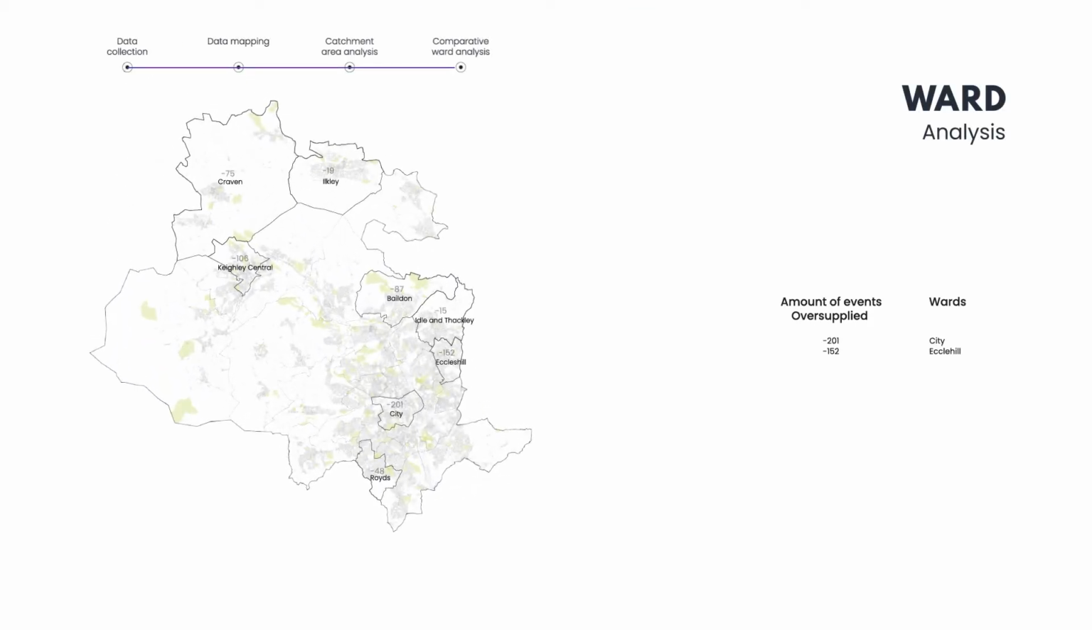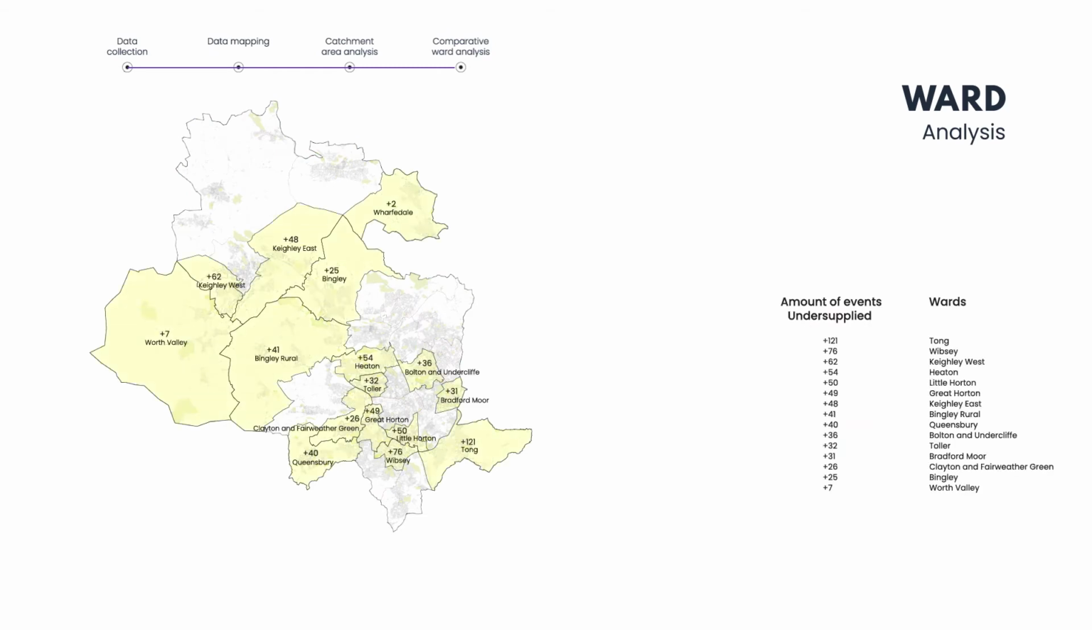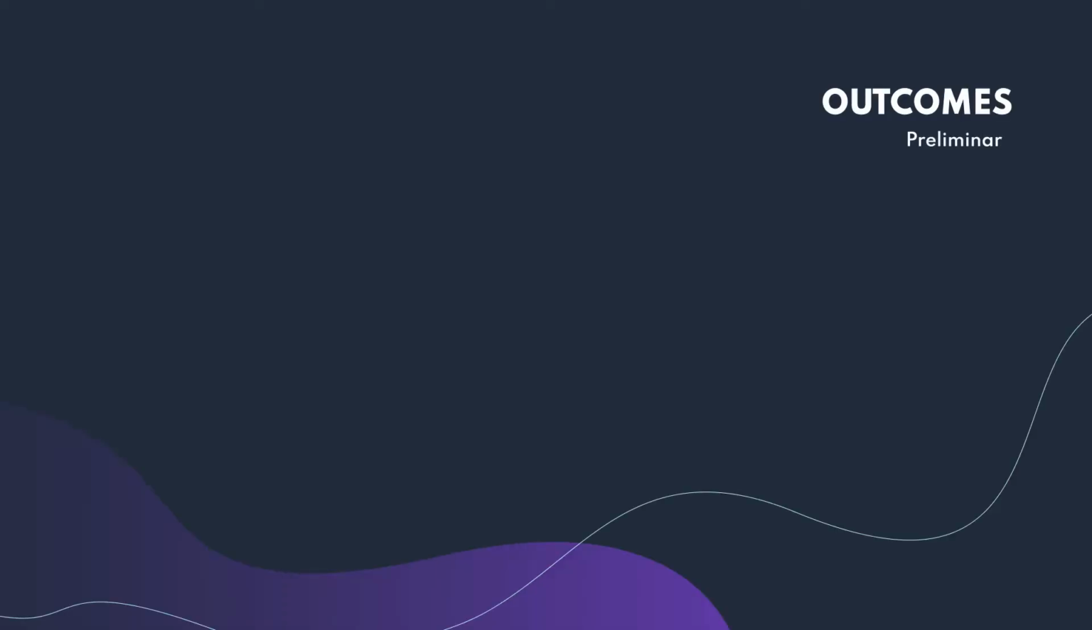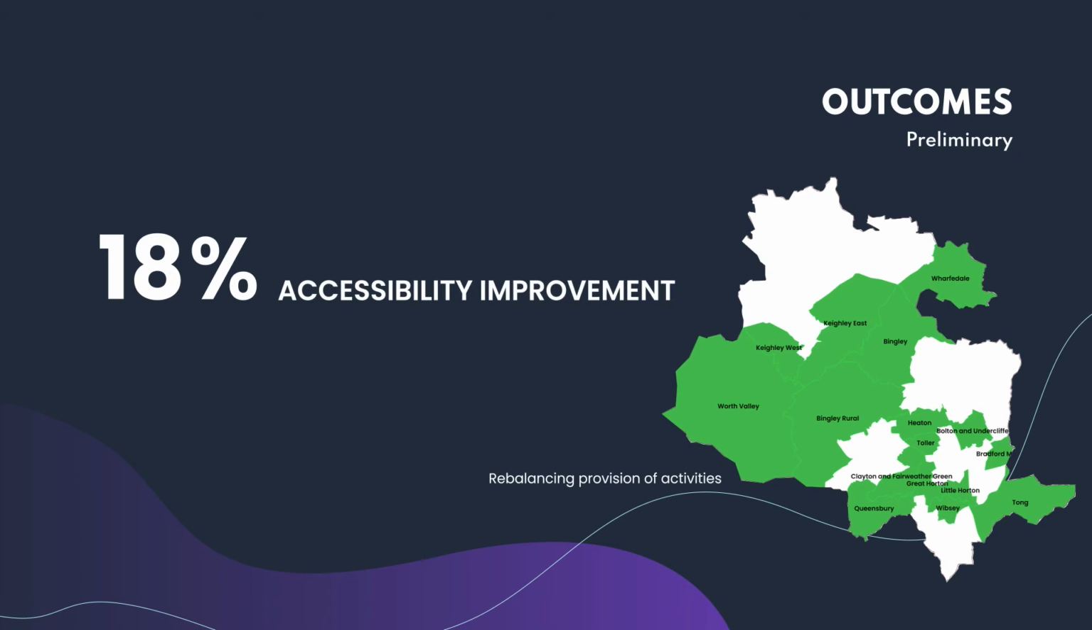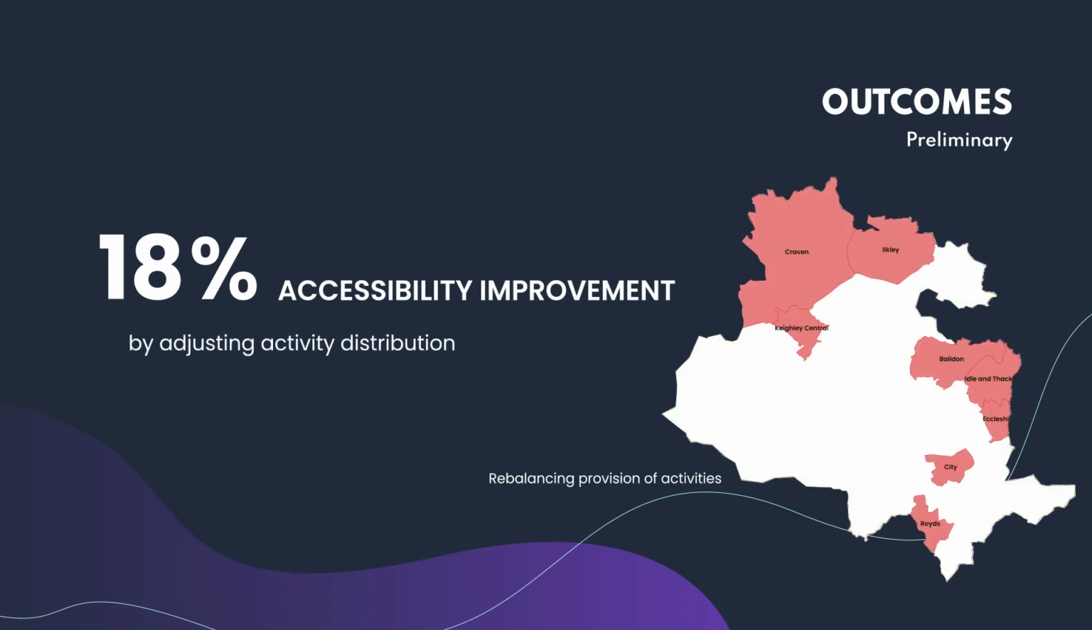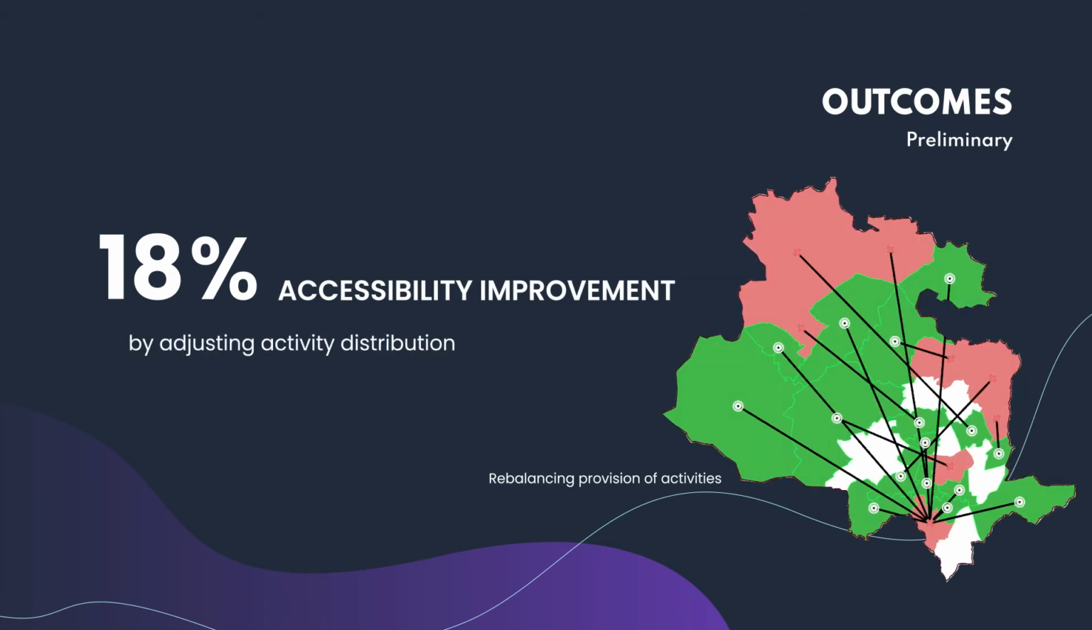Further, we analyze the exact amount of activities to be reduced or increased in each ward to overcome this gap in the distribution of activities. This allows for provision of more free school meals in areas which need them, whilst reducing the cost and improving access.